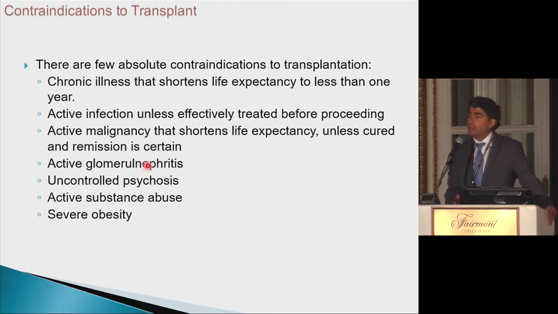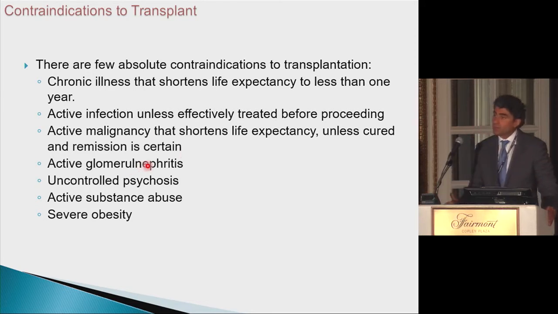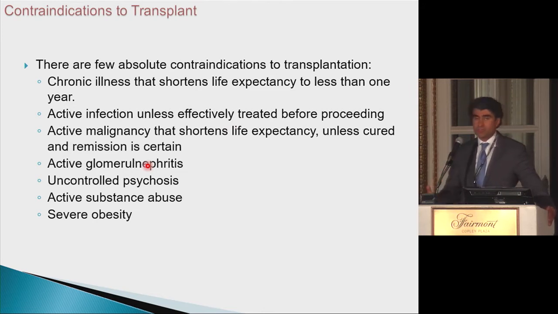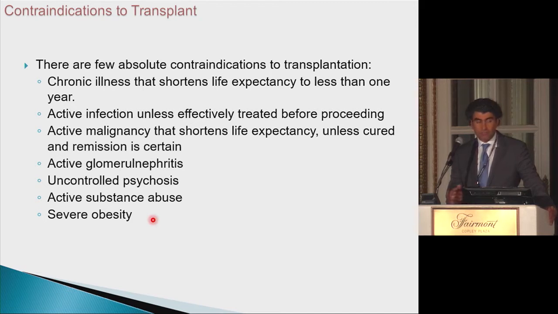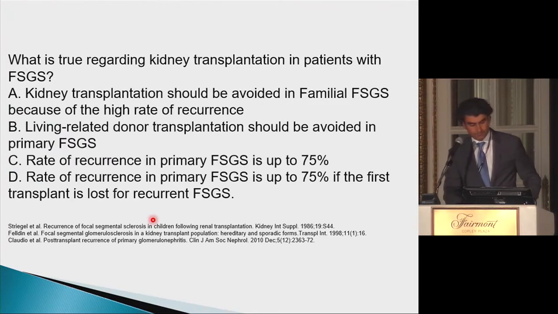Active GN, and some centers mandate that those patients, after treating their GN, wait on dialysis for 1 year before they get transplanted. Uncontrolled psychosis, and active substance abuse, where we mandate like 6 months of abstinence and a very close follow-up with a specialist before we reactivate them on the list. And obviously, severe obesity is a relative contraindication, and Dr. Malik will talk about this later.